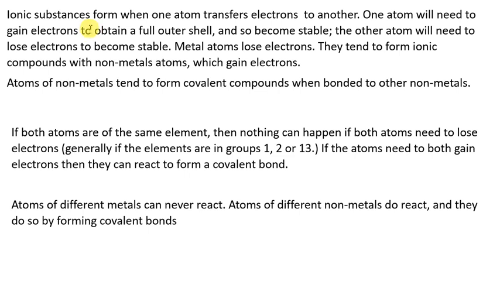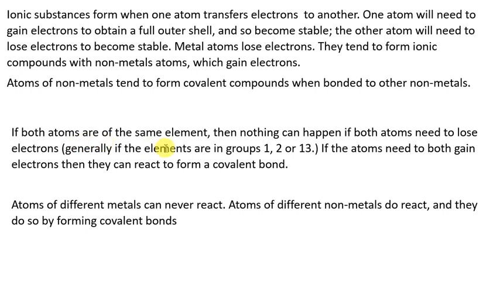Ionic substances form when one atom transfers electrons to another. One atom will need to gain electrons to obtain a full outer shell and so become stable. The other atom will need to lose electrons to become stable. Metal atoms lose electrons. They tend to form ionic compounds with non-metal atoms which gain electrons. Atoms of nonmetals tend to form covalent compounds when bonded to other nonmetals.